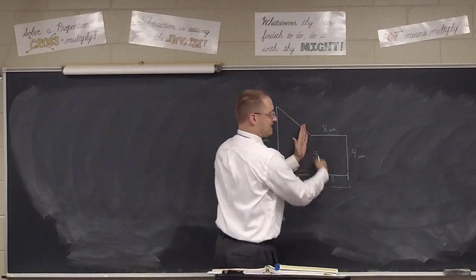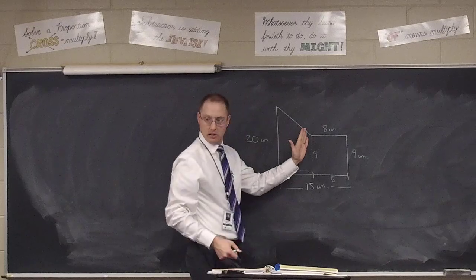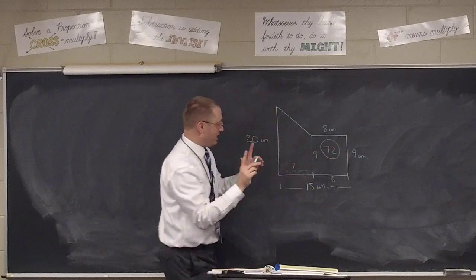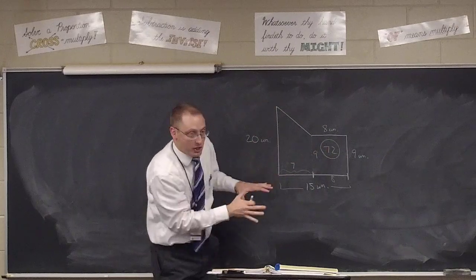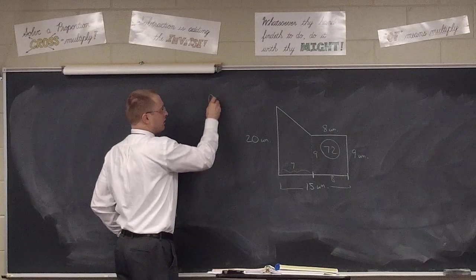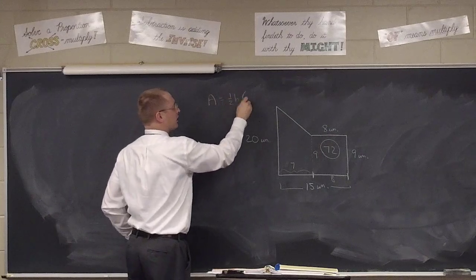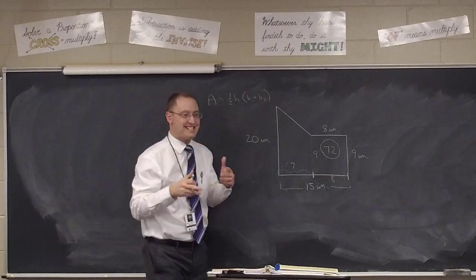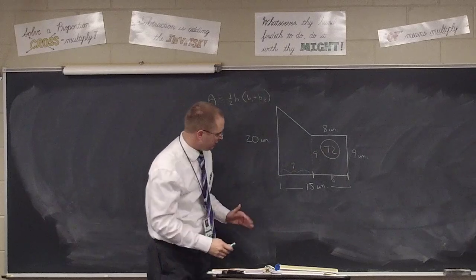What would be the area of the rectangle? That's the easy part. Base times height? 72. 72 square units. Now the trapezoid we have to look at kind of sideways, don't we? What's the formula for the area of the trapezoid again? 1/2 H parentheses B1 plus B2.